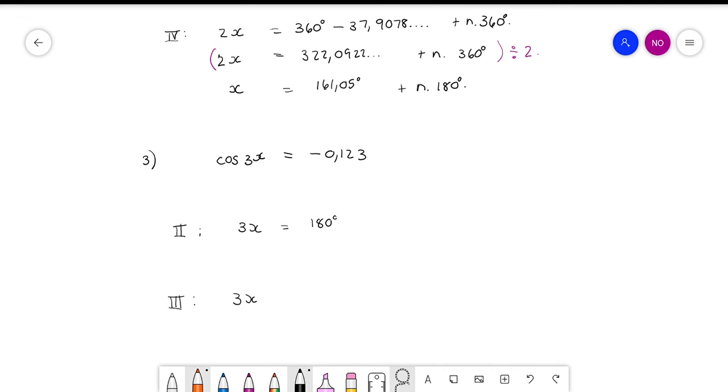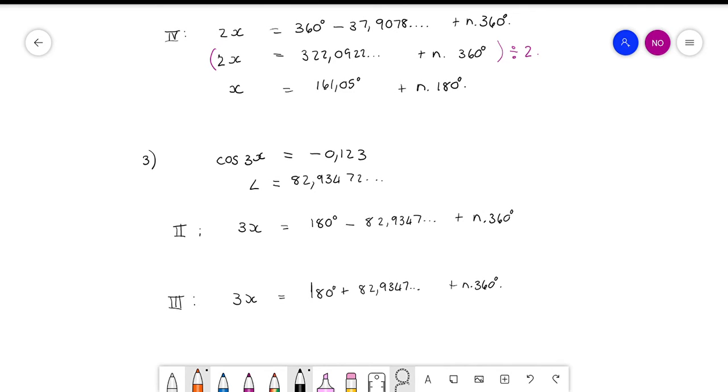Hier is 180 grade minus. Hier is 180 grade plus. I'm working a bit deurmekaar now, but you guys are hopefully following. Okay. So dan kry ek my verwysingshoek is 82,93472 ensovoorts. So that's what I'm going to put here. Plus n times 360. Okay? Want dis 'n cos. En hier gaan ek hom bytel. Plus n times 360.